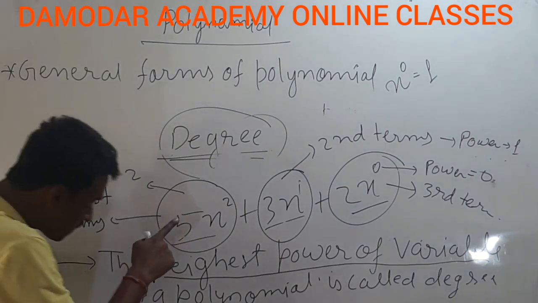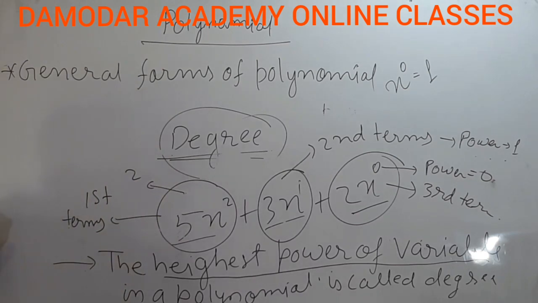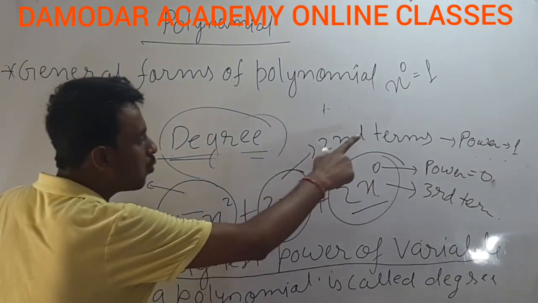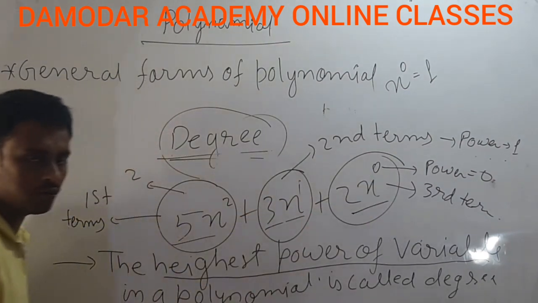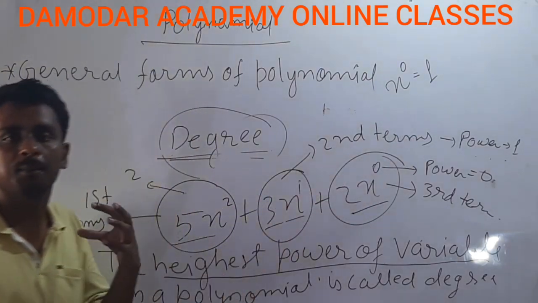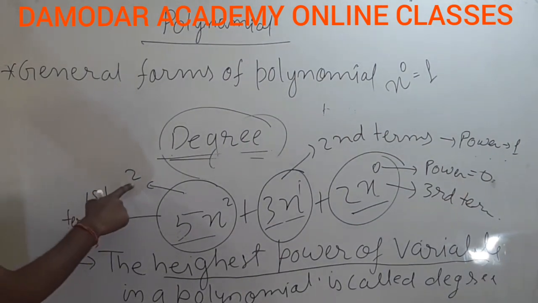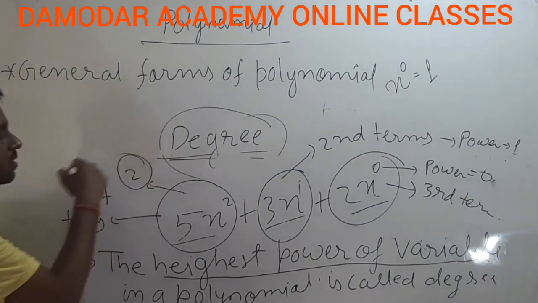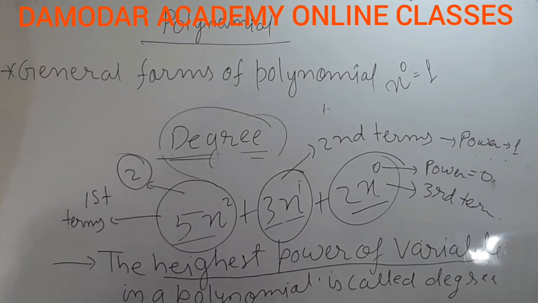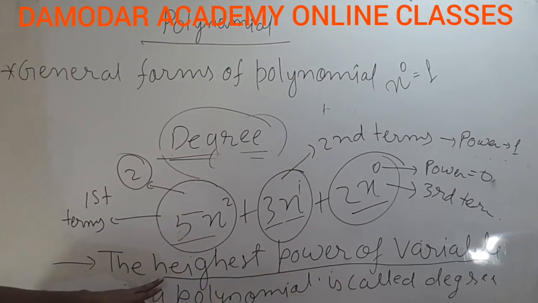मतलब कि जो फर्स्ट टर्म है इसका पावर क्या है? 2. सेकेंड टर्म का क्या है? 1. थर्ड टर्म का क्या है? 0. अगर इन तीनों टर्म्स के पावर को आप कंपेयर करते हो तो आप क्या पाते हो? जो फर्स्ट टर्म का जो पावर है वो क्या है? सबसे ग्रेटेस्ट है. And in the definition of degree, what is written?